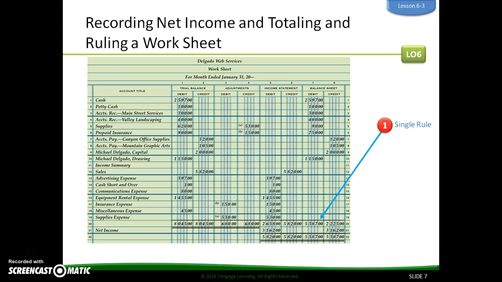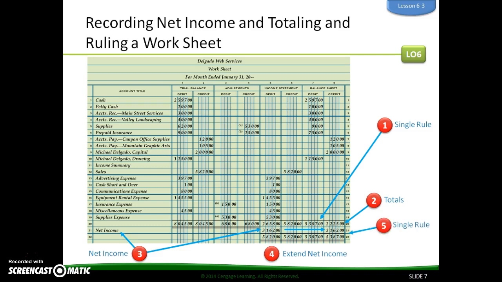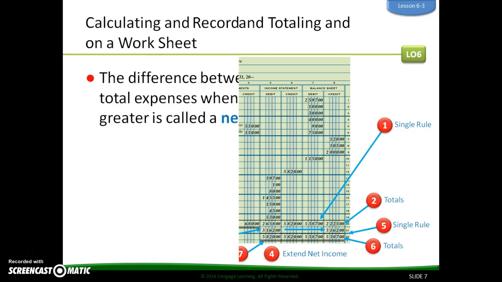So what we would be looking at here is a single rule, or a single line, underneath all of our expense accounts, and then we total up our net income. And we extend out our net income on our balance sheet using, again, a single rule. And then we have our totals below. And now we're looking at a double rule below our totals. That's how we know we are at the totals and our final total line on any of our worksheets.